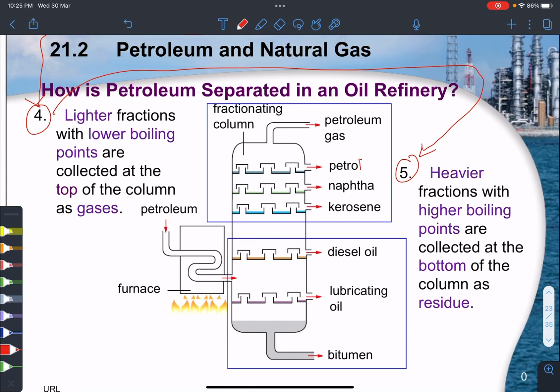lighter fractions with lower boiling points are collected at the top as gases, and the heavier fractions are collected at the bottom. That's all. That will give you 2 or 3 marks. It doesn't always come out, but I've seen it being tested for O-level before, so I think it's worthwhile to study. Don't worry, you don't need to draw the diagram. I don't even know how to draw this diagram, so it's fine.